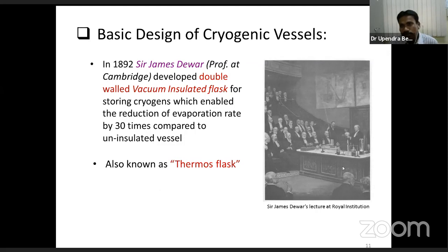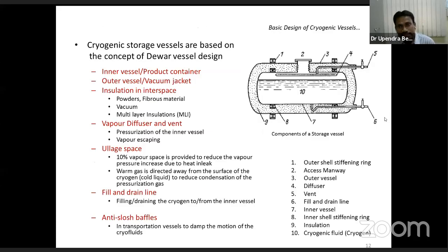And this figure shows Professor Sir James Dewar presenting his invention, the discovery of a double-walled glass vessel, a double-walled vacuum-insulated flask, to the Royal Institution of London, and later he became a Fellow of the Royal Society. So that is the basis for cryogenic storage vessels, and the concept of the Dewar is now used for the design of all these vessels.